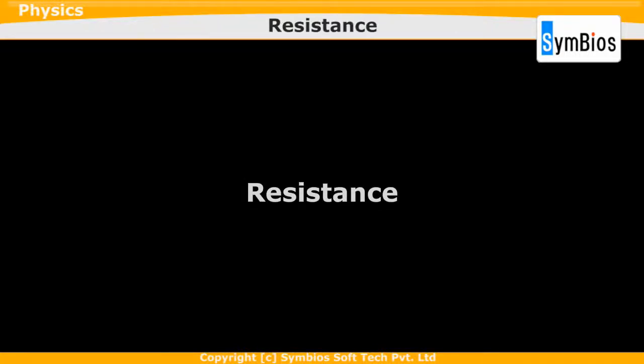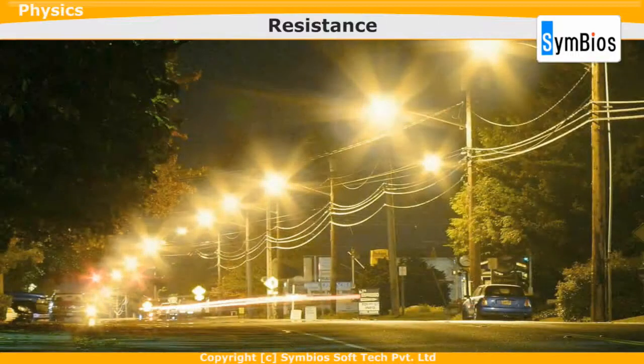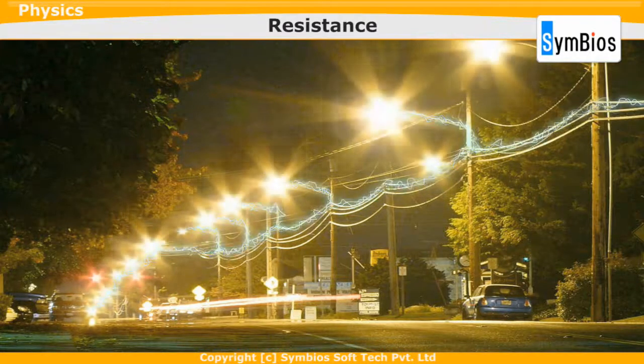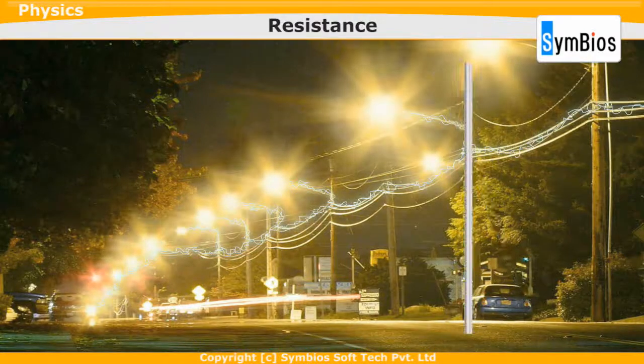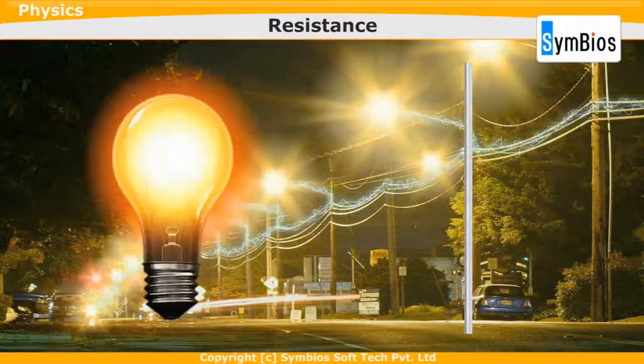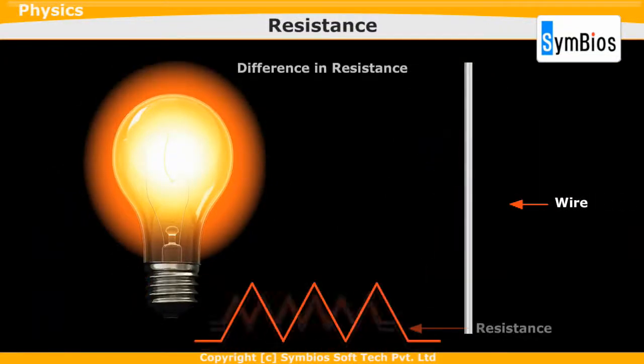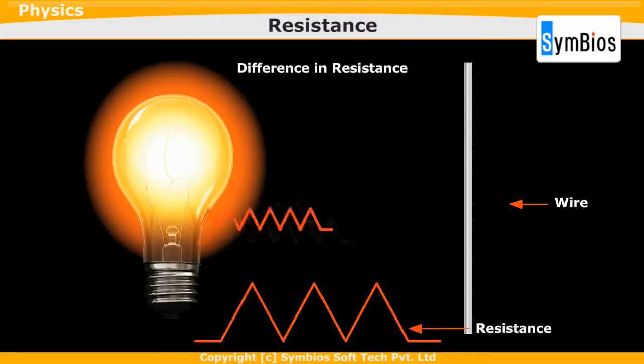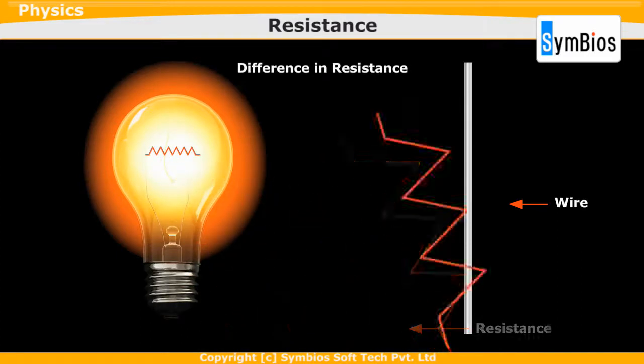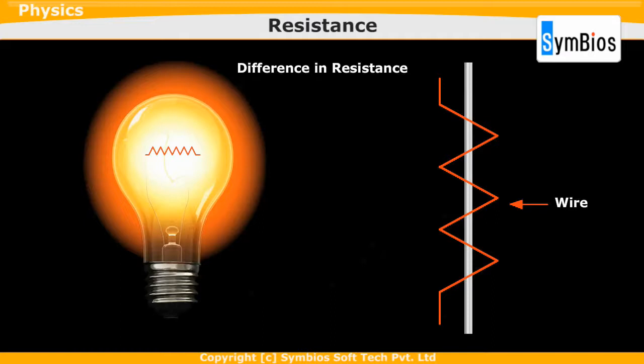Resistance. We have seen street lights glowing in the streets during the night. We know that the lights glow because current passes through them. The current passes through the wires to the light. Why is it that there is no light in the wire? This is because of the difference in the resistances offered by the bulb filament and the wire. Let us learn about resistance in this topic.